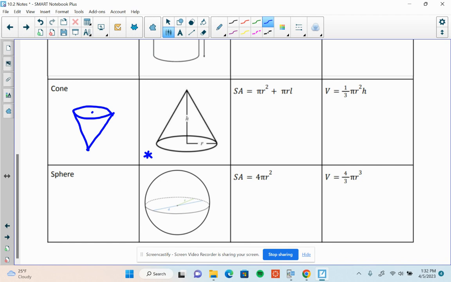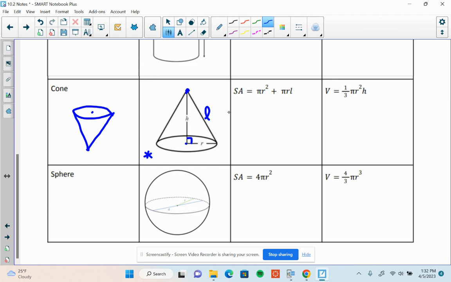Surface area, well, what we need is another label here. So I have a right triangle. This is a right circular cone. It's sometimes referred to as a right circular cone because we have a right angle created by the segment that goes from the vertex here down to the center of the circle. It makes a right angle, a right circular cone because the base is a circle.